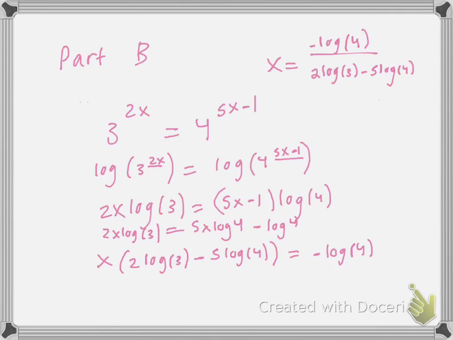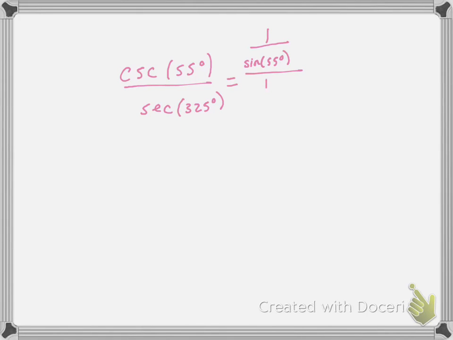Now let's move on to some of these trigonometric functions. The first one that we have is cosecant 55 degrees over secant of 325 degrees. So this is going to be equal to 1 over sine of 55 degrees over 1 over cosine of 325 degrees. And so we're going to change the cosine on the bottom. Well, first let's make it cosine 325 degrees over sine 55 degrees. Remember, we're just multiplying by the reciprocal.